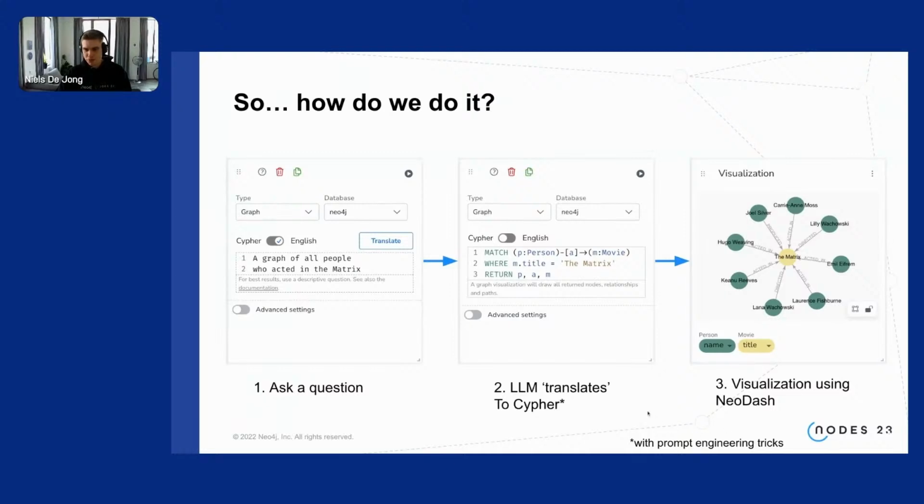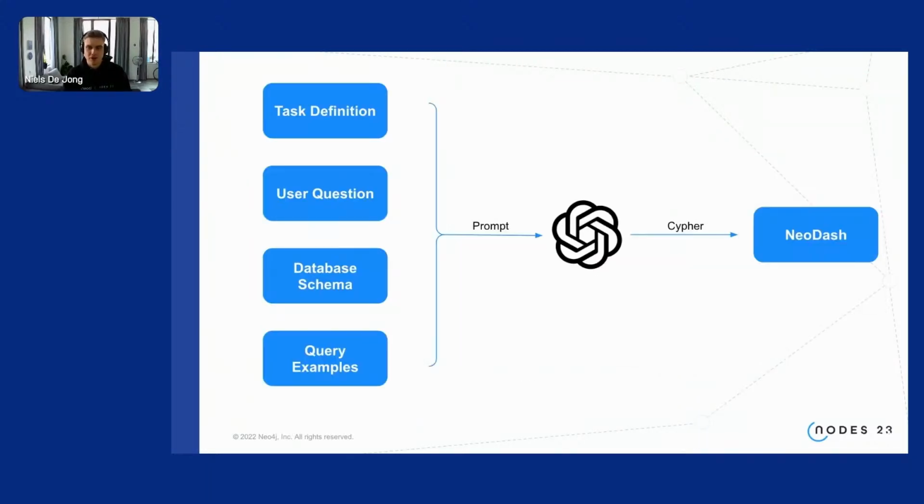And I said there are some prompt engineering tricks going on under the hood. So I just want to talk, at a very high level, about what's the magic underneath, the secret sauce in this plugin. It's really a combination of many things that we feed to this LLM to be able to generate the best possible Cypher, starting with a task definition. This is where we say to the LLM, hey, pretend that you're a Cypher expert, generate a Cypher query, and so on.